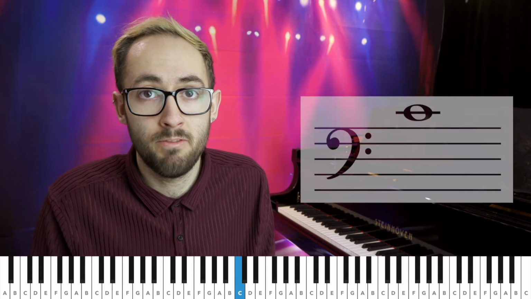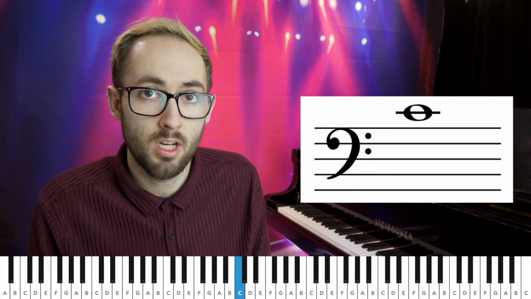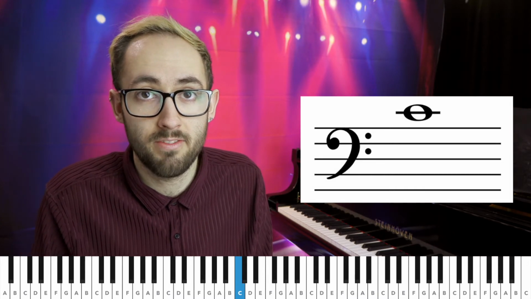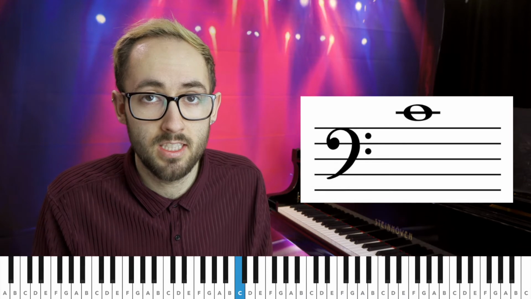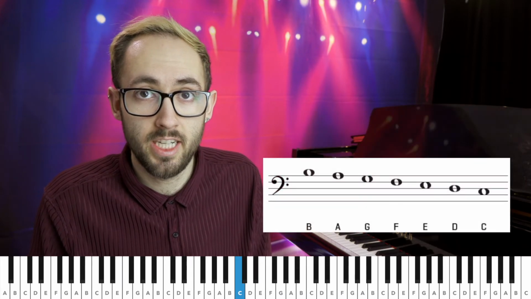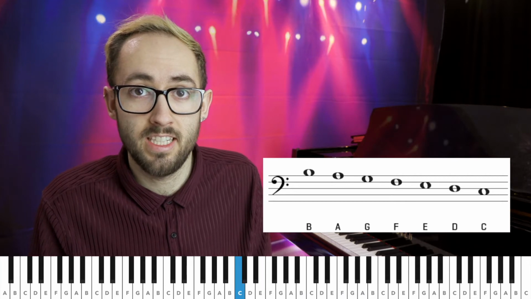In the bass clef, middle C is written above the stave on the first ledger line. This is the exact same note as middle C in treble clef. It's just written above the 5 lines rather than below the 5 lines. And from here, we work down the piano. So 1 before C is B, and 1 before B is A, and then 1 before that is G, F, E, D, C, B, A, and so on.